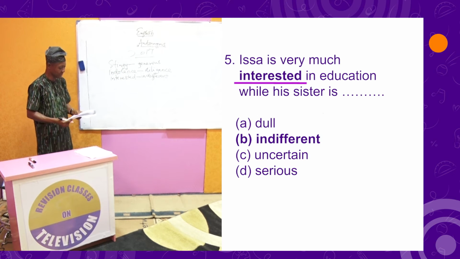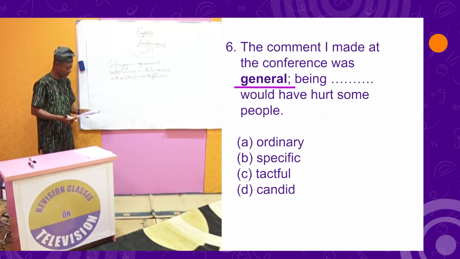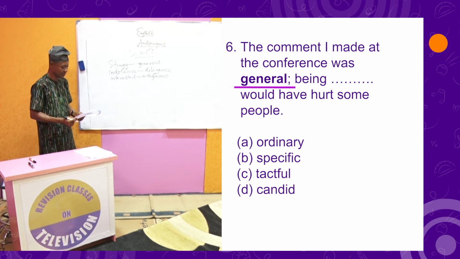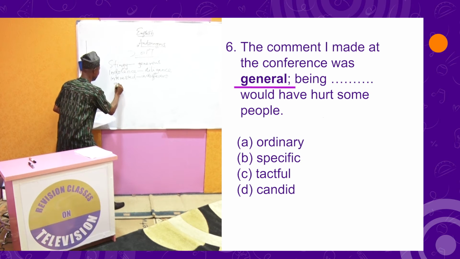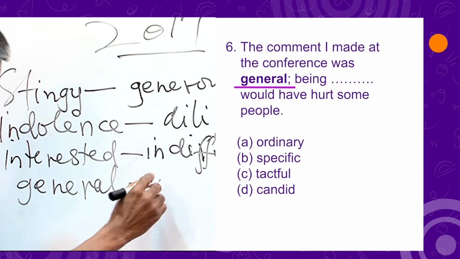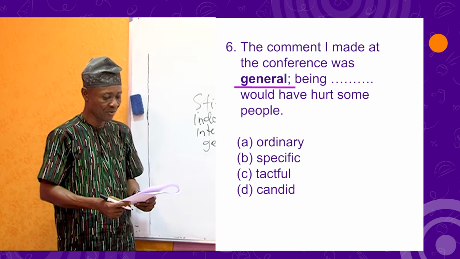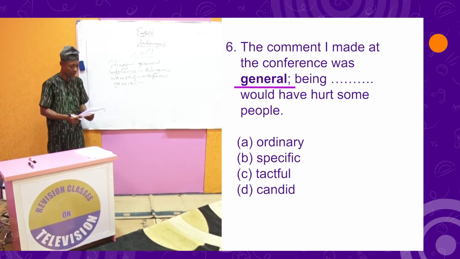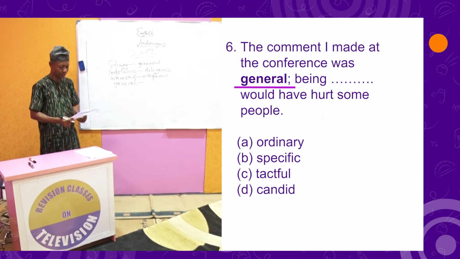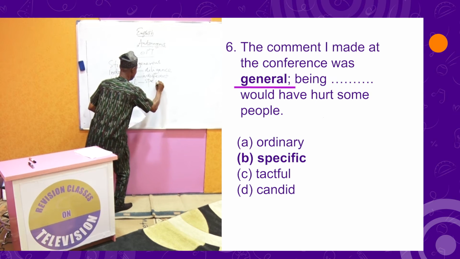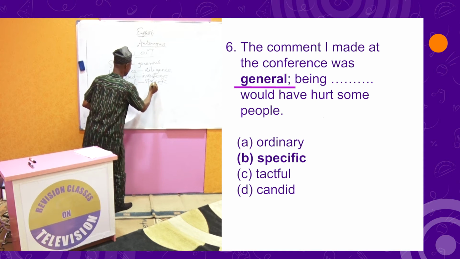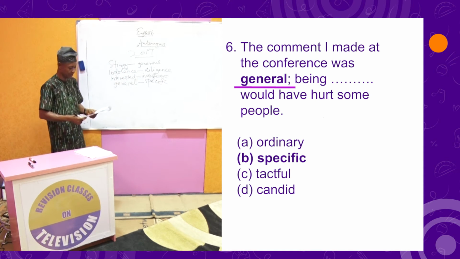Question number 6. The comment I made at the conference was general. Being dash would have hurt some people. General is underlined in the sentence as you have seen it here. Now we have the following options. A, ordinary. B, specific. C, tactful. D, candid. Option B, which is specific, is the appropriate answer because specific is the opposite of general.